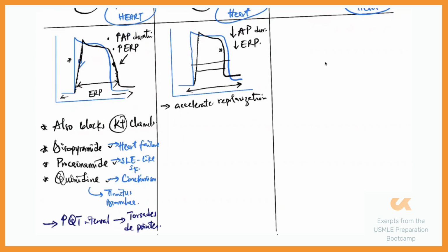So we could say that class 1B medications accelerate repolarization. They do not block potassium channels. What medications do we have under class 1B? We have lidocaine and mexiletine.